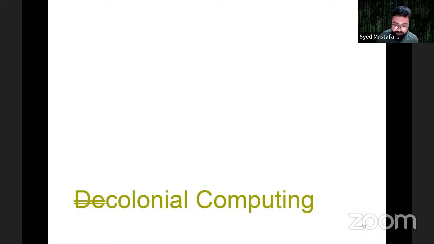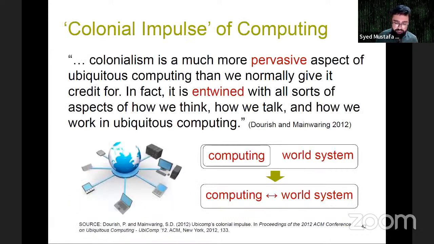I want to suggest that even if the relationship between computing and coloniality is historically contingent, in its dominant or hegemonic contemporary form, computing does not merely carry the legacy systemic traces of colonialism, but is fundamentally driven by a relentless colonizing logic. In this connection, human-computer interaction theorists and practitioners Paul Dourish and Scott Mainwaring have argued that ubiquitous computing is characterized by a pervasive and expansionist colonial impulse.